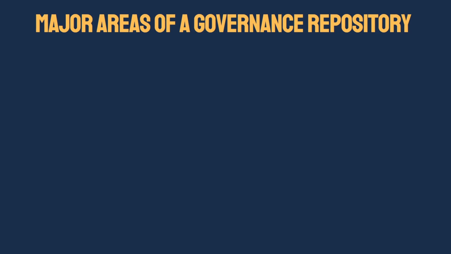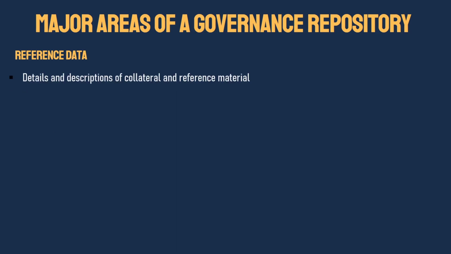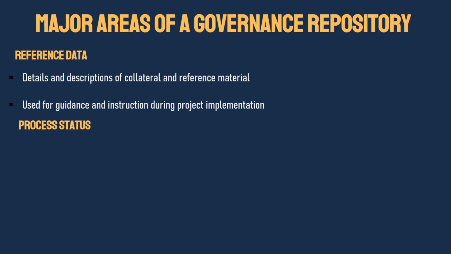There are three major areas of a governance repository. The first is reference data. Reference data contains a detailed description of character and reference material, and it is used for guidance and instruction during project implementation. The next is the process status, where I can find information regarding the state of any governance process, where we are within it, and how well we are doing.